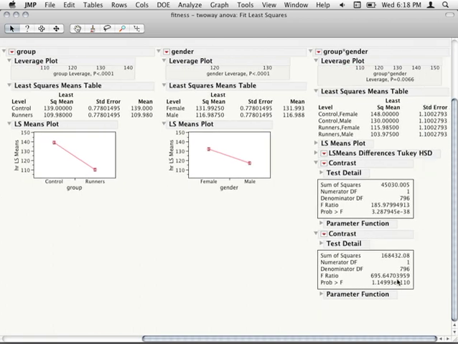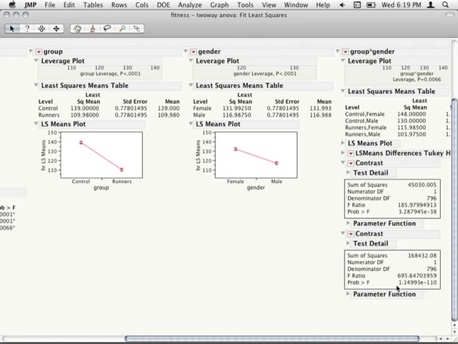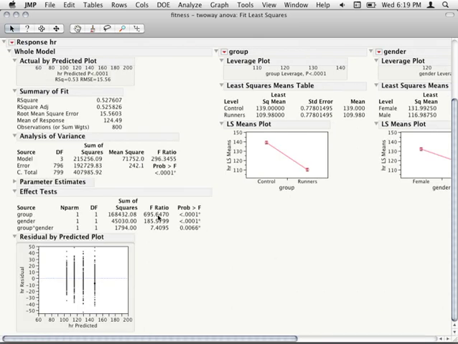We have a huge F ratio and an even more absurd p-value, 110 decimal points to the left. But 695, and if we look over here, indeed that is our effect of group. So that's our effect of being either a runner or not. So we're getting completely comparable results here, which is good for us.